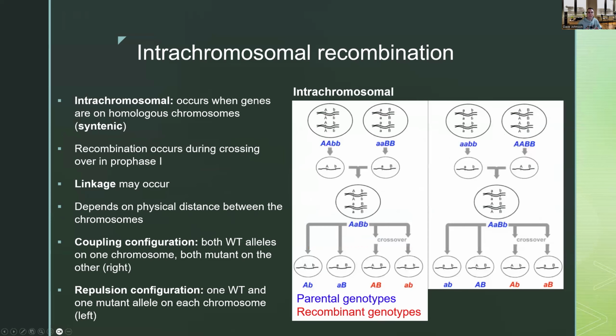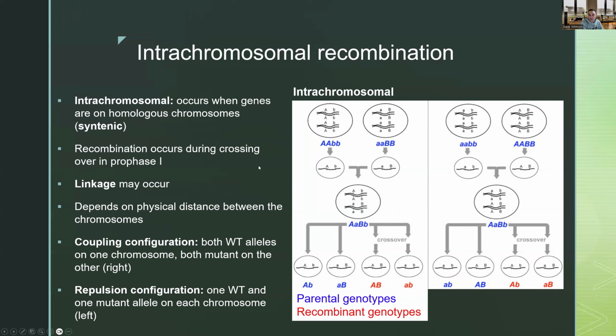So let's look at that as it's happening. Intrachromosomal crossing over, recombination, happens when genes are on homologous chromosomes. The word we use to describe that is syntenic. So if you hear that genes are syntenic, that means they are on the same chromosome as each other. It does not mean that they are linked, because if they are far enough away physically on that chromosome, they can't display linkage.